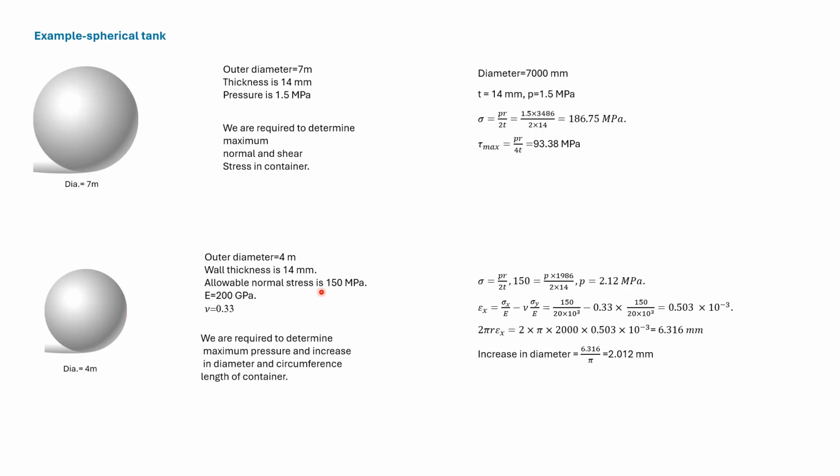In this problem, the allowable normal stress, wall thickness, and the diameter is given. Substituting the normal stress in this equation, we get the pressure. With the stress known and the Young's modulus and nu known, we can find out the strain. So substituting values in this equation, we get the strain. The increase in circumferential length is 2 pi r epsilon x. So we get the increase. Dividing by pi, we get the increase in the diameter. The increase in diameter can also be found by multiplying the length of the diameter with epsilon x.